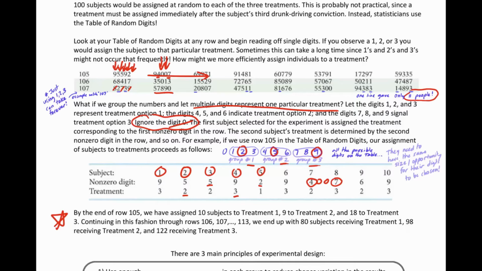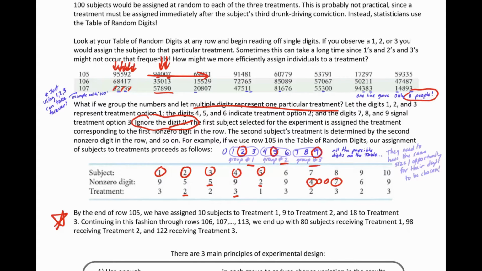So by the end of row 105, we've assigned 10 subjects to treatment 1, 9 subjects to treatment 2, and 18 subjects to the third treatment. You can see they're not all equally placed. But hopefully as you get more and more people, it will start to even out a little bit. At least it's fair in the terms that it's not biased towards people.